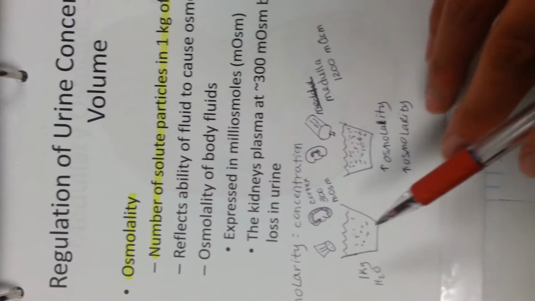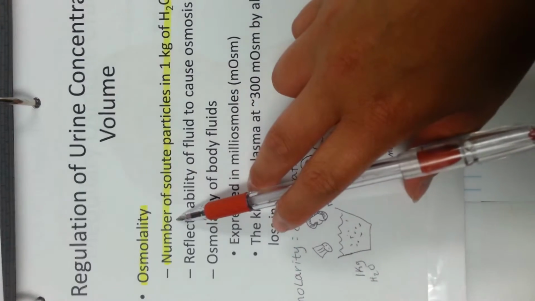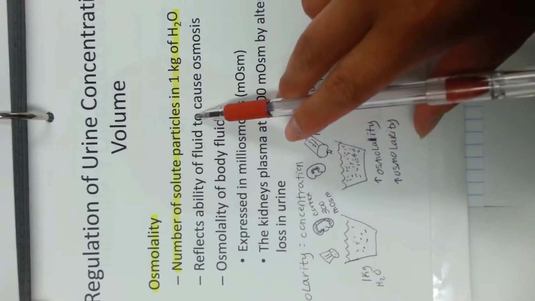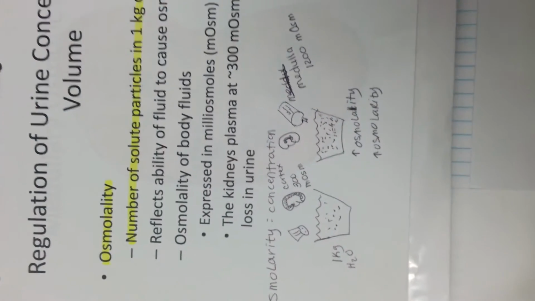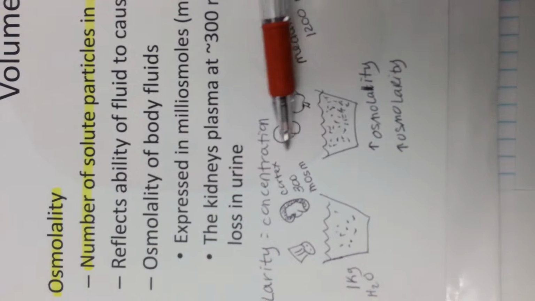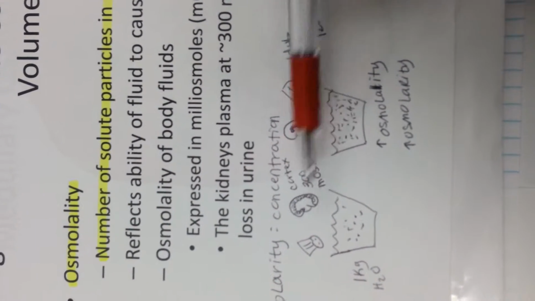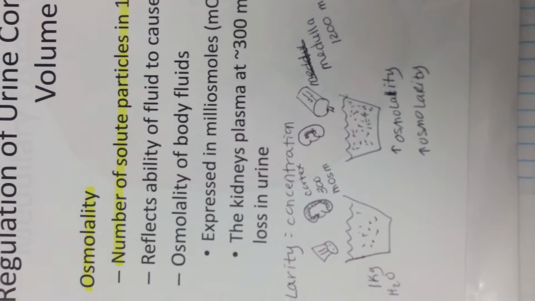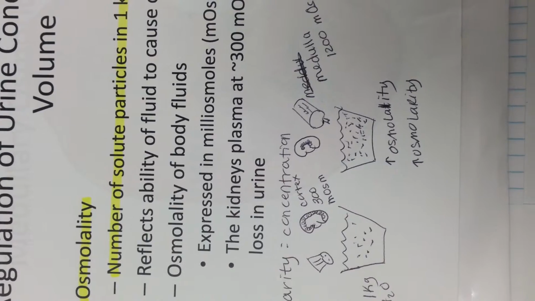Let me zoom in. Osmolarity is all about concentration, and osmolality is the number of solute particles in 1 kilogram of H2O. We have two diagrams here, one of a salt shaker and one of a salt container. As stated, the cortex is at about 300 milliosmoles, and the medulla is at 1200 osmol.